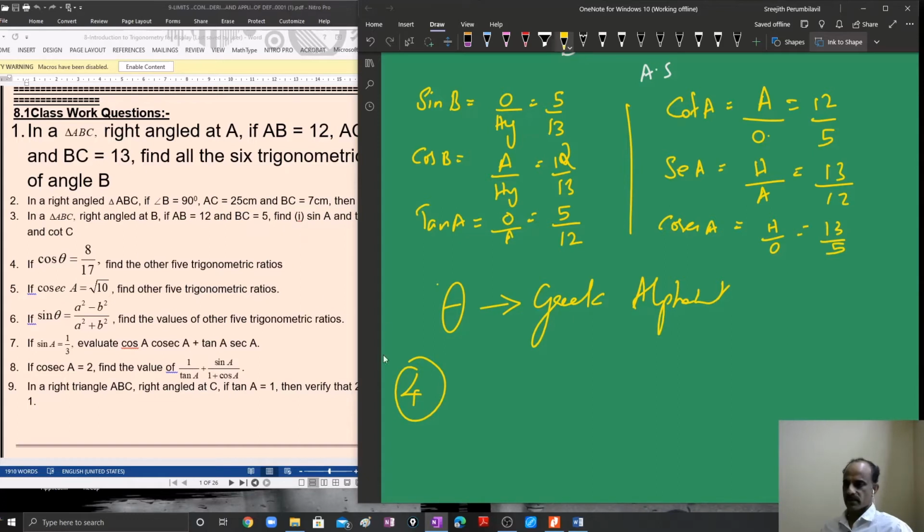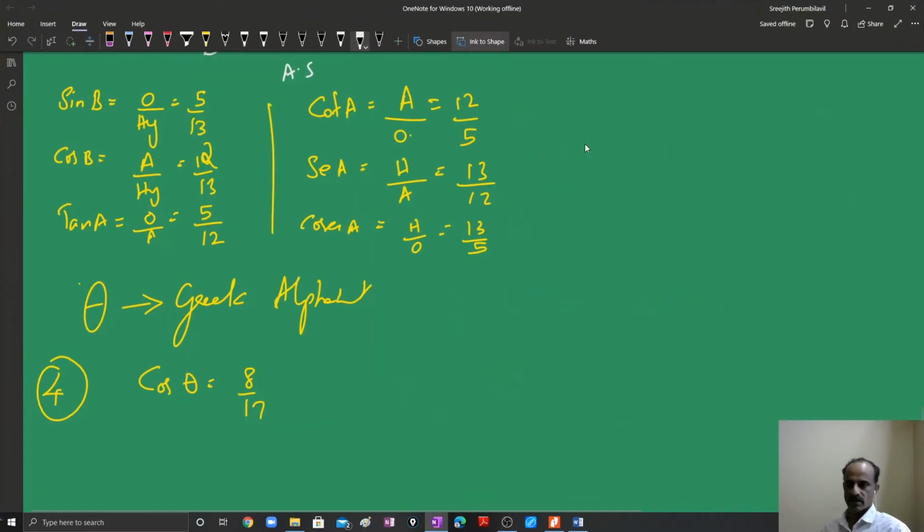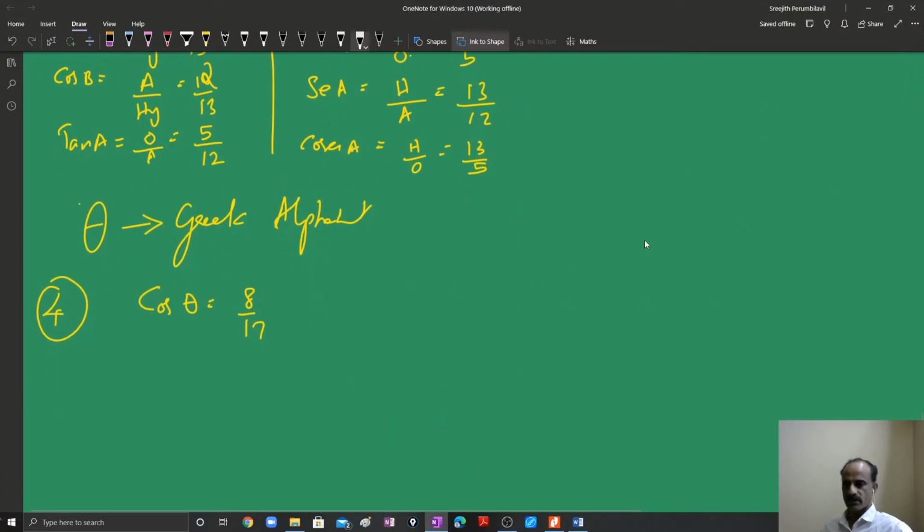The other things are very simple, you can do. Cos theta is equal to 8 by 17. Find all other trigonometric ratios. So in this we draw a right angle triangle, because the trigonometric ratios are defined for a right angle triangle. And we take one of the angles, ABC. This angle is denoted by theta.